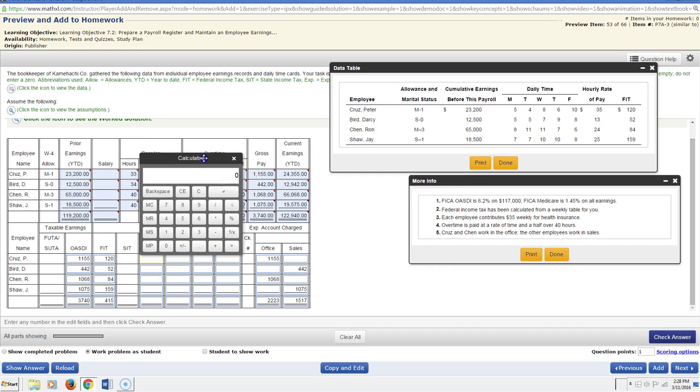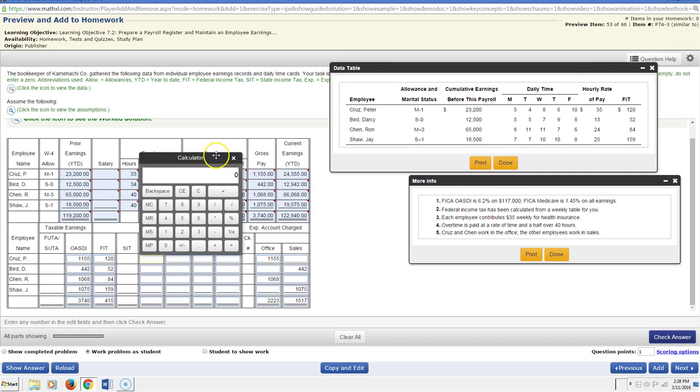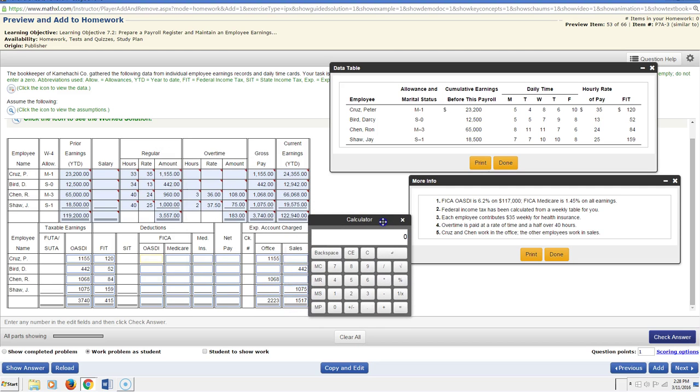Okay, so, hang on there. Okay, let me just drag it over. Doesn't want to go with me. Here it is. Okay, so what we do here is we take the taxable earnings for OASDI, so that's 1155.